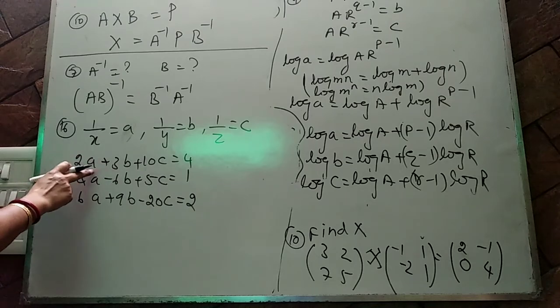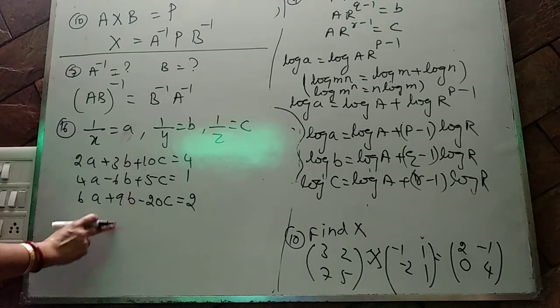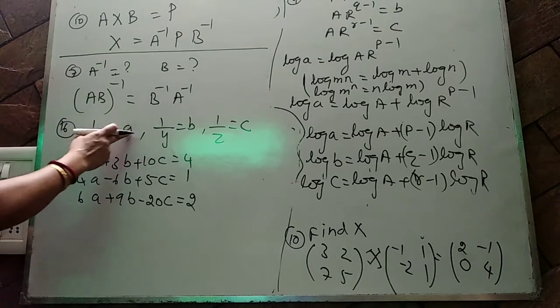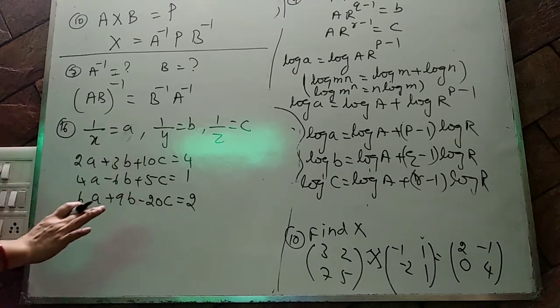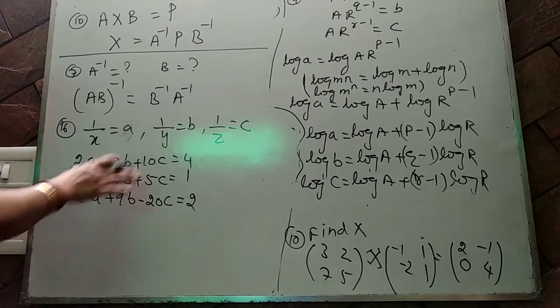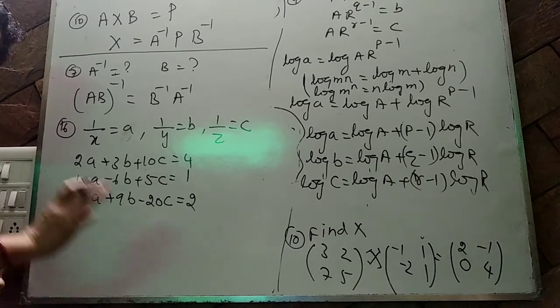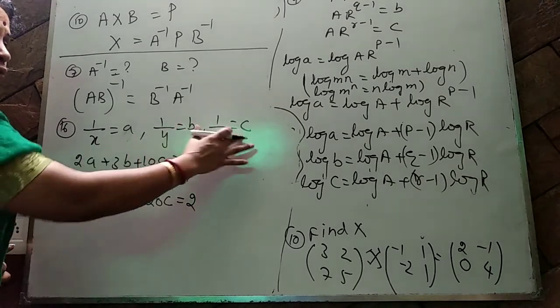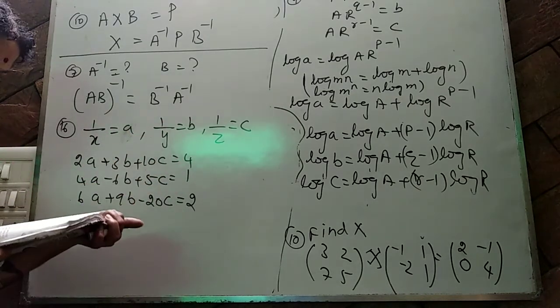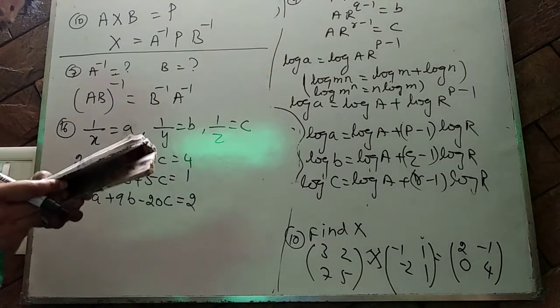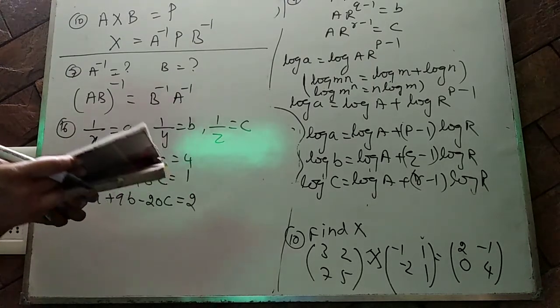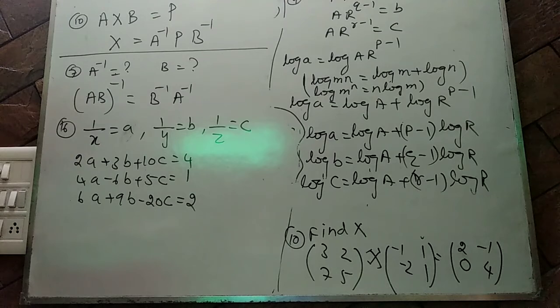So suppose you are getting the value of a as 5, then write 1 by x is equal to 5, then x is equal to 1 upon 5. Like this you have to solve. First using the matrix method you have to find a, b, c, then substitute here and you will get the values of x, y, z. Are you clear? Question number 16. Then left out is question number 18. In 18, simply find the inverse, you can find it. Are you clear, beta? Are you clear?